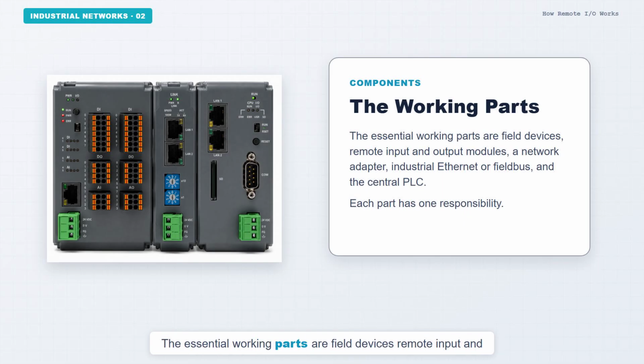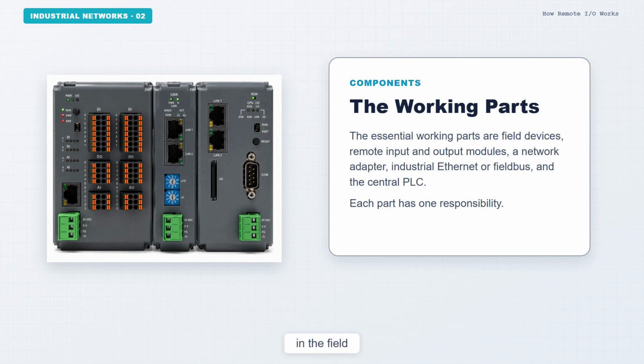The essential working parts are field devices, remote input and output modules, a network adapter, industrial Ethernet or field bus, and the central PLC. Each part has one responsibility. Keeping those responsibilities separate makes the system easier to understand, test, and troubleshoot without confusing a displayed command with the physical condition in the field.